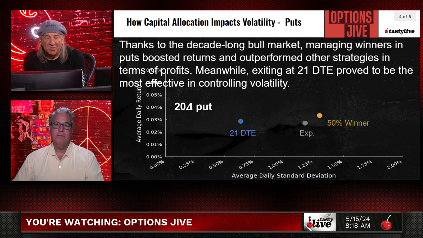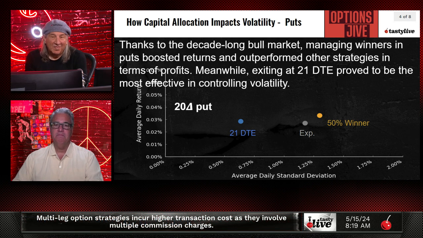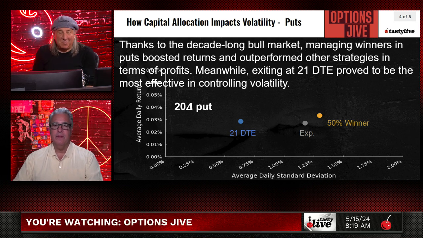Yeah, nothing surprising. So we take that 20 delta put and we say, thanks to a decade-long bull market, which is fair, managing winners in puts boosted returns and outperformed other strategies in terms of profits, of course, because we've basically been going up nonstop. Meanwhile, exiting at 21 DTE proved to be the most effective in controlling volatility. You can see here that we take the least amount of vol risk and basically make the same amount of money. When you graph it out like this, it's pretty black and white.